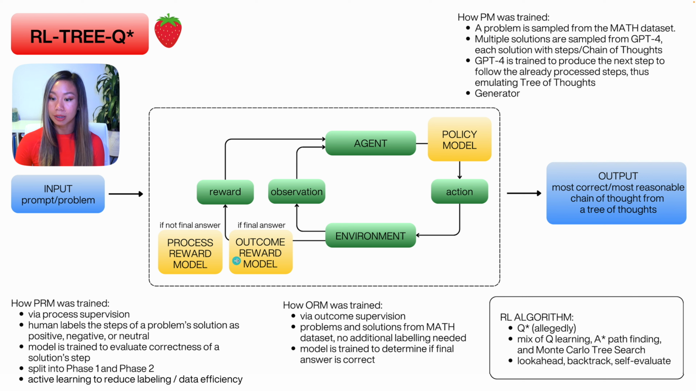But before we do that, we need to talk about the reinforcement learning algorithm that drives this whole framework here. And this is where that alleged Q-star algorithm fits in. And while there's no official publication on Q-star yet, it is understood to be a mix of Q-learning, A-star pathfinding, and Monte Carlo tree search that enabled the learning algorithm to navigate its tree of thoughts by doing look-ahead, backtracking, and self-evaluation. And with that, now you have a high-level overview of how the reinforcement learning algorithm that drives the reasoning capabilities of O1 works.